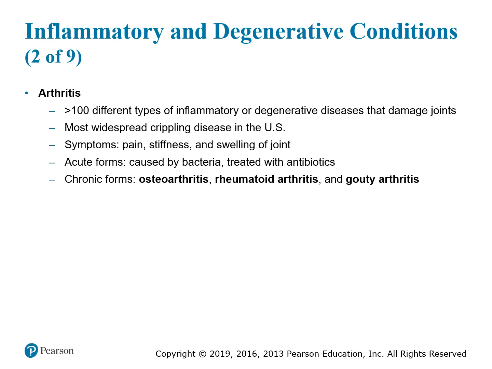Arthritis. There are over 100 different types of inflammatory degenerative diseases that damage joints, considered arthritis. It is the most widespread crippling disease in the U.S. Symptoms of arthritis are pain, stiffness, and swelling of the joint. Acute forms are caused by bacteria and usually treated with antibiotics. Chronic forms of arthritis include osteoarthritis, rheumatoid arthritis, and gouty arthritis.